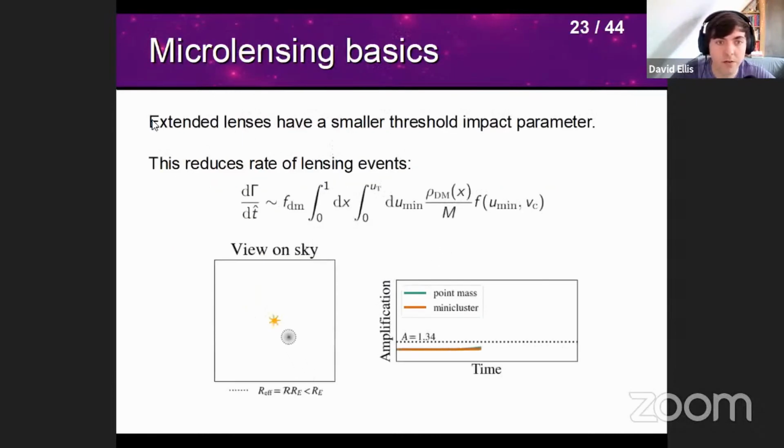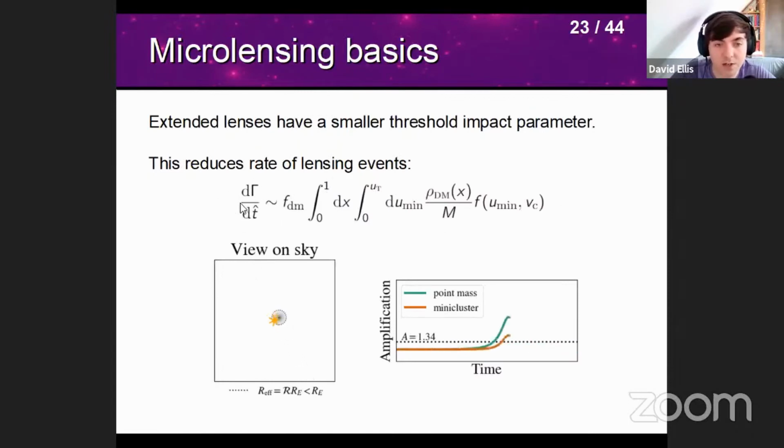Okay, so for extended lenses, the threshold impact parameter is much lower, and this reduces the overall number of lensing events. So here we see a similar animation to the one before, but now we have a fluffy object that has a much smaller effective lensing radius. And as we can see here, we have the comparison of the amplification as it would have been with a point mass or a minicluster. And so we see a much smaller amount of time with the lensing above the amplification threshold.